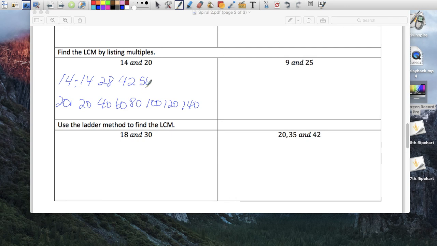56, times 4 again is 70, 84, 1, 2, 3, 4, 5, 6, plus 14 again is 98. Can you understand now why listing multiples like this is a little bit too much? 98 plus 14 is 112, plus 14 again, 126, plus 14 again is 140. There's your LCM.